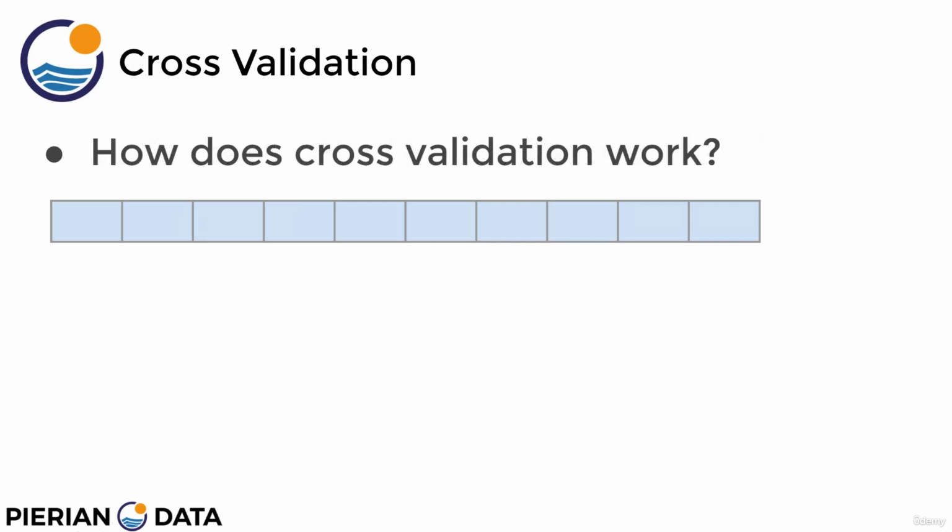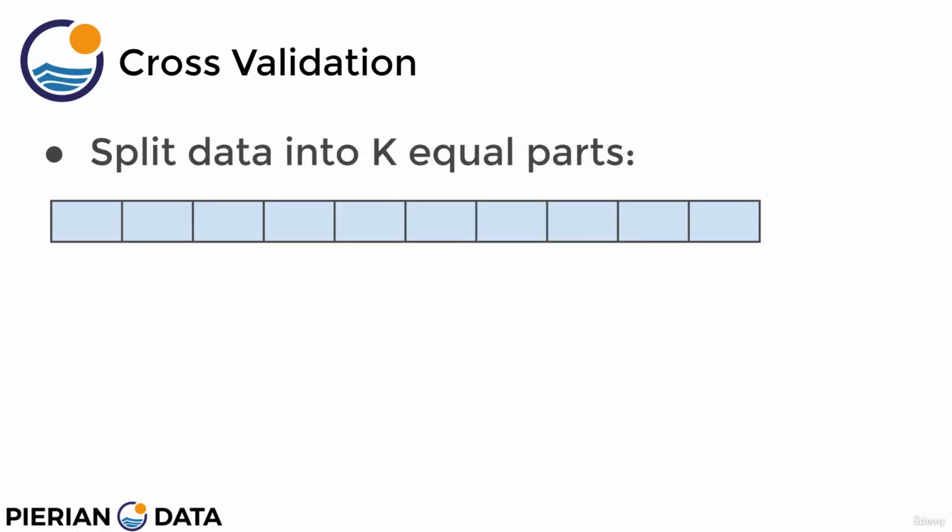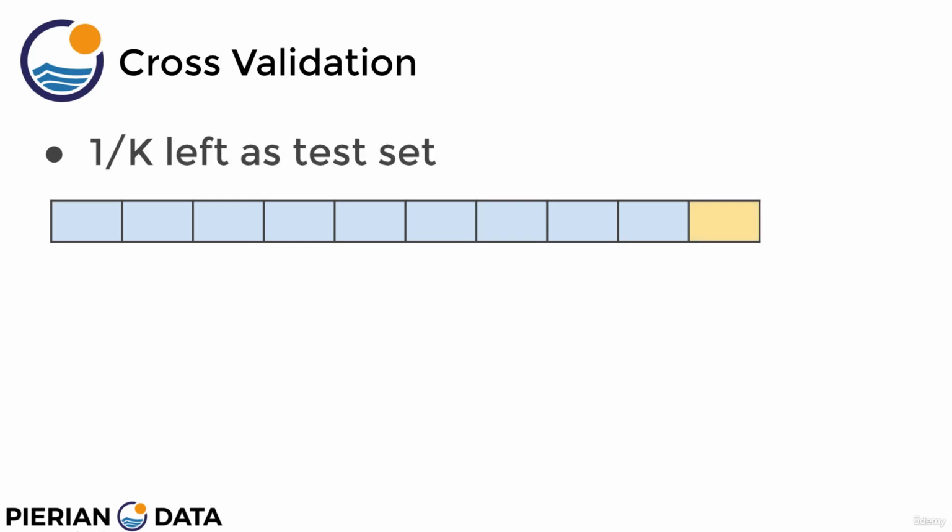So how does cross-validation actually work? Can I be clever by getting a chance to train on all the data and evaluate on all the data? Well, what we do is we split the data into k equal parts. K is a number up to you to decide. Then you'll have 1 over k left as a test set, which means if you decided k is equal to 10, that means you're leaving 10% of the data, or 1 over 10, as the test set.